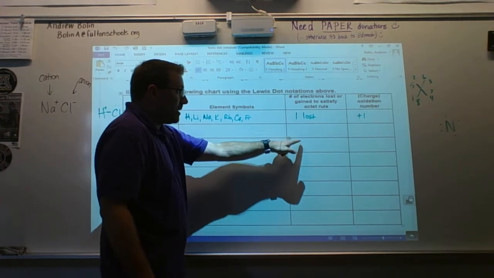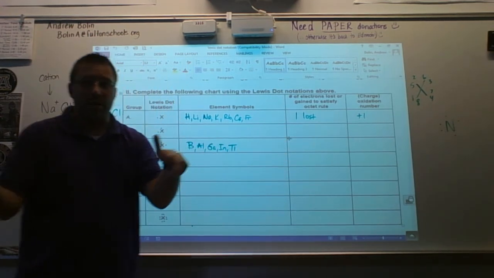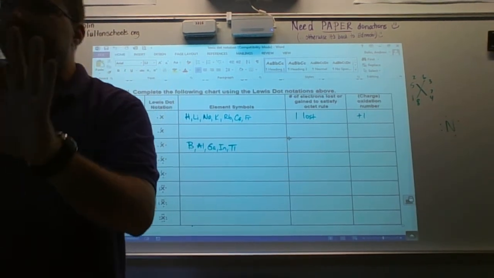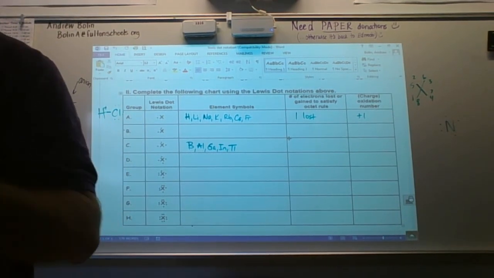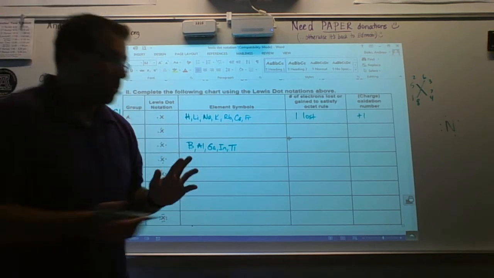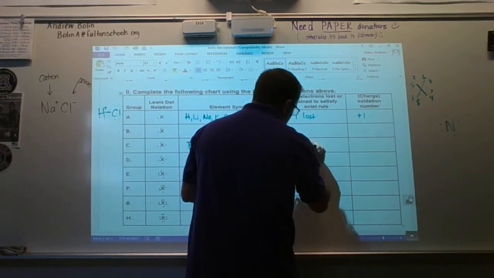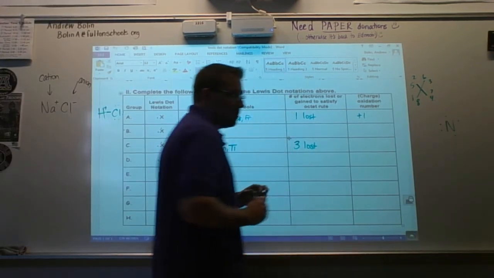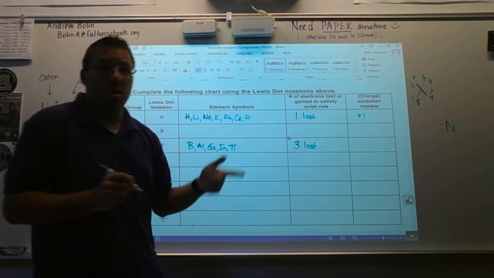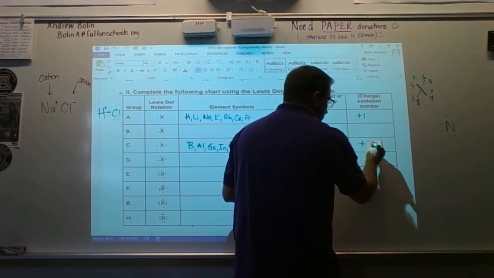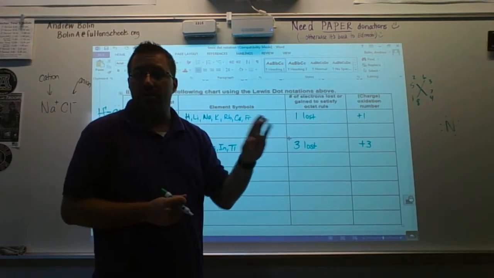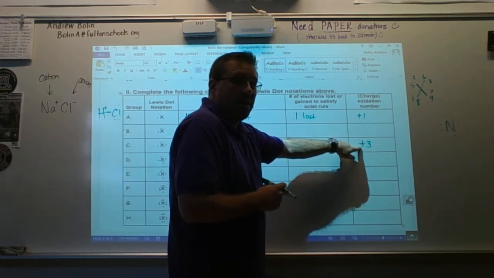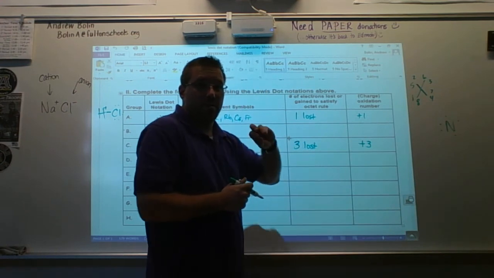Now here it's asking you, okay, there's 3 valence electrons. Is it easier to satisfy the octet rule, to lose 3 or to gain 5? To lose 3. So you're just going to write 3 lost. And then the charge is a +3. So this plus right here tells you that you're losing electrons. That's what this plus means. The number tells you how many you're losing.